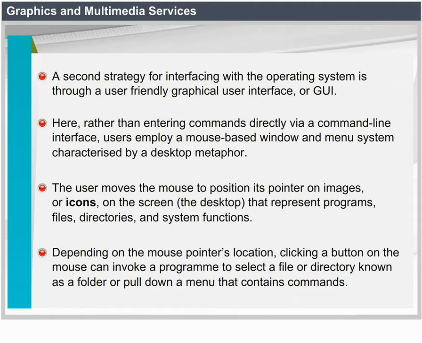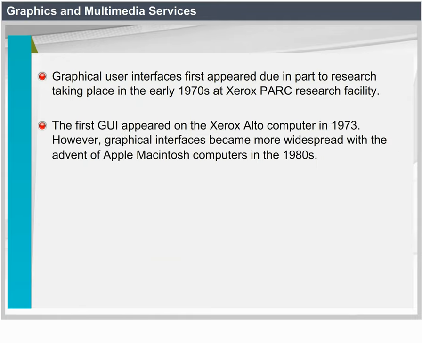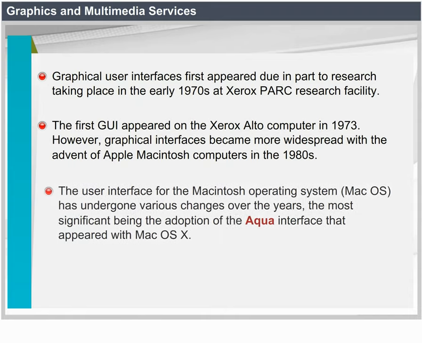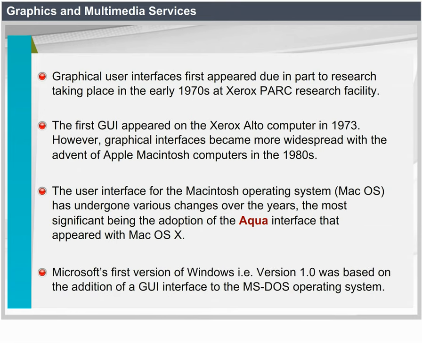Graphical user interfaces first appeared due in part to research taking place in the early 1970s at Xerox PARC research facility. The first GUI appeared on the Xerox Alto computer in 1973. However, graphical interfaces became more widespread with the advent of Apple Macintosh computers in the 1980s. The user interface for the Macintosh operating system, Mac OS, has undergone various changes over the years, the most significant being the adoption of the Aqua interface that appeared with Mac OS X. Microsoft's first version of Windows, version 1.0, was based on the addition of a GUI interface to the MS-DOS operating system.